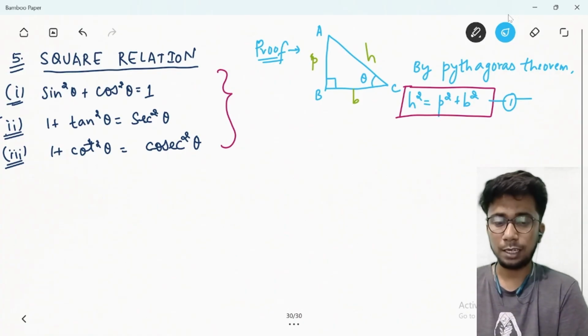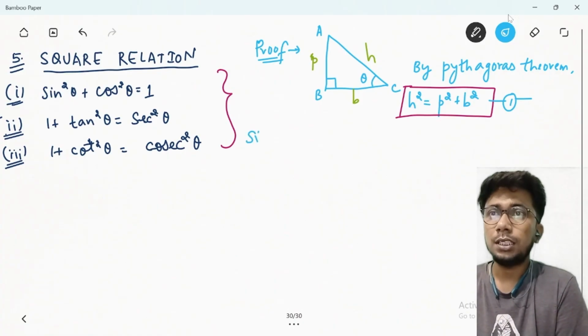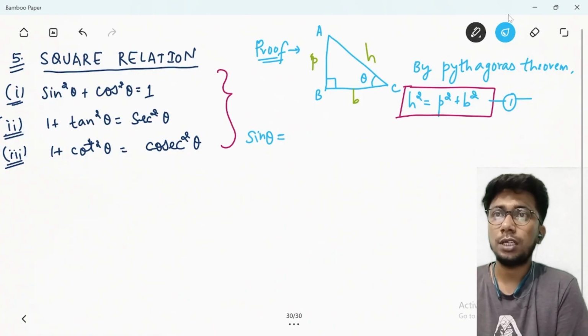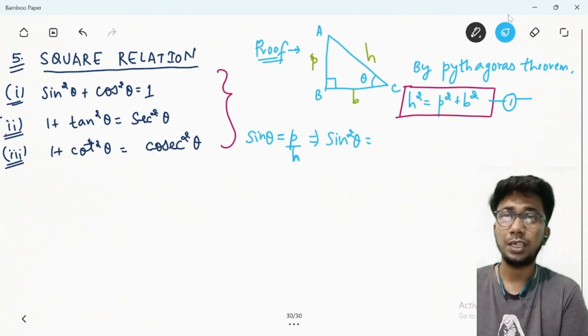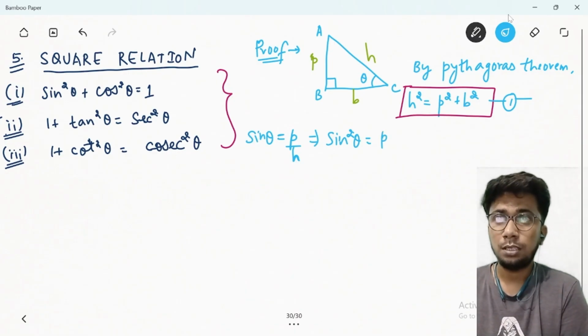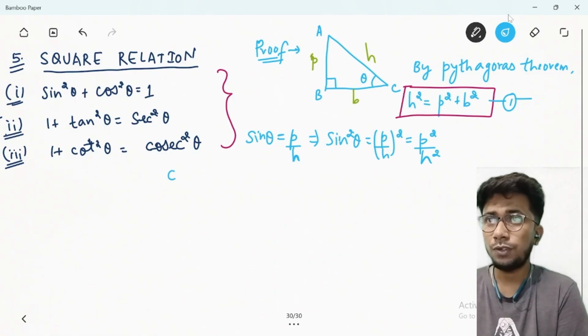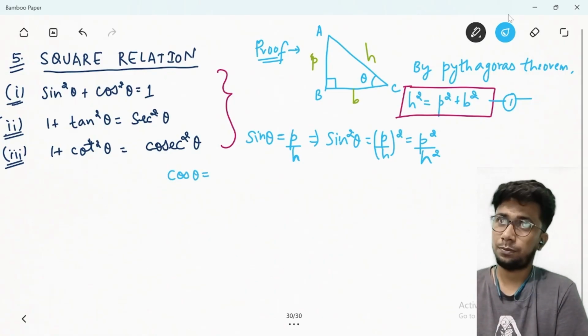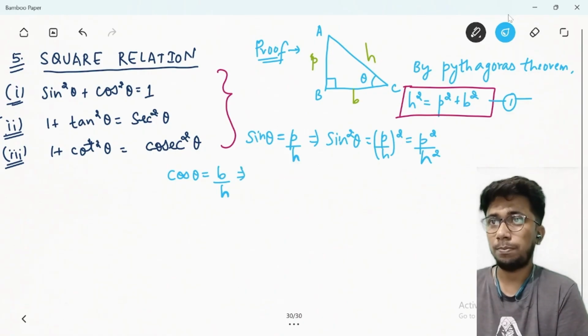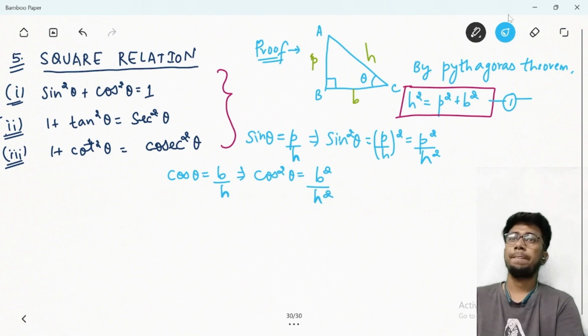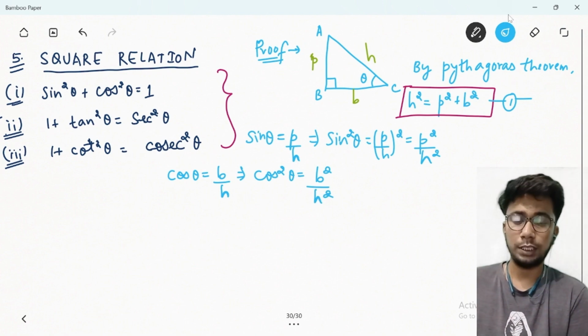Fine. अब कैलकुलेट करना स्टार्ट करते हैं. What is our sin theta? Sin theta is nothing but perpendicular upon hypotenuse, that is p upon h. This implies what is sin square theta? Sin square theta is nothing but sin theta into sin theta that we saw earlier. This is nothing but p upon h whole squared, that is p square upon h square. Now similarly, we have cos theta equals b upon h, and this implies cos square theta is b square upon h square. Now, if we calculate sin square theta plus cos square theta, what will it be?